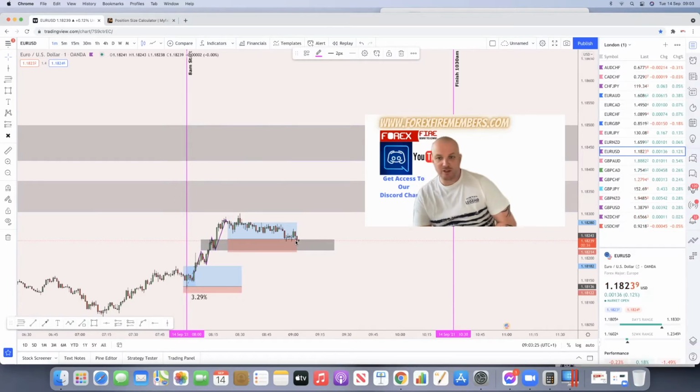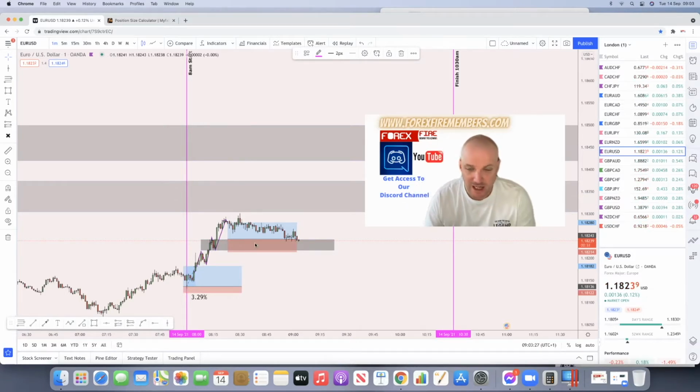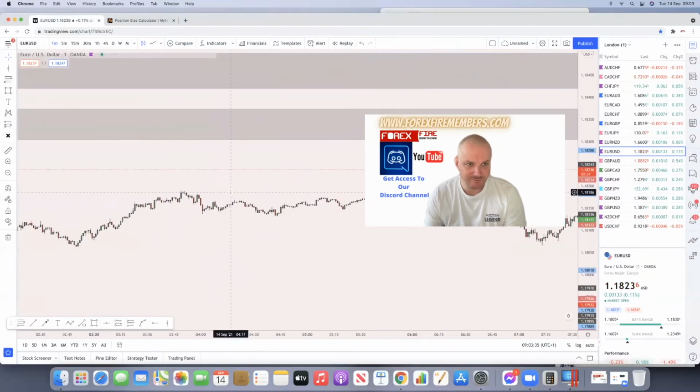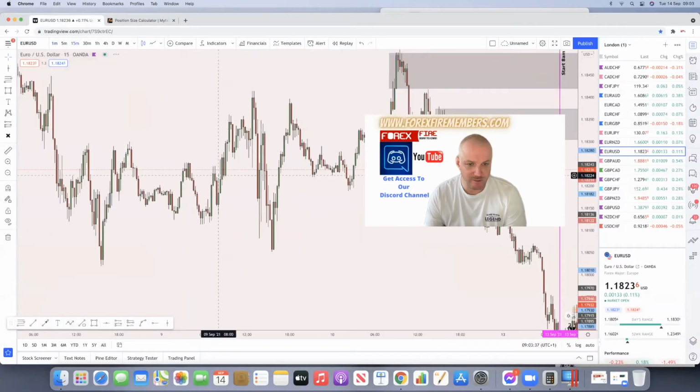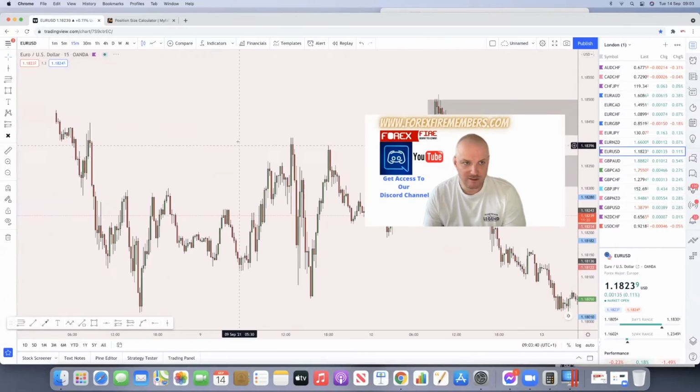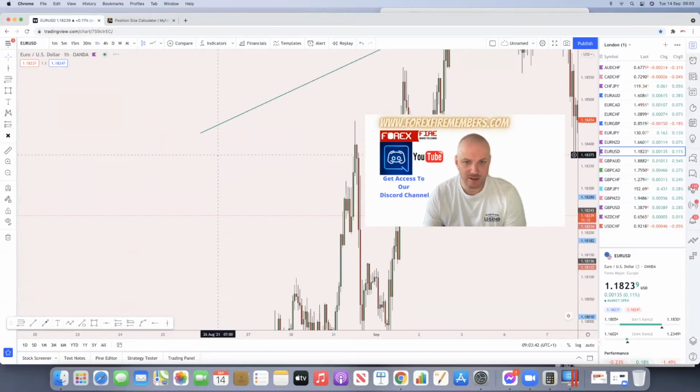We're in a bit of drawdown the Euro USD. However, I'm not too concerned because we have got a nice 3.29%. Yesterday, we were in, let's go to 15 minutes, 1 hour.